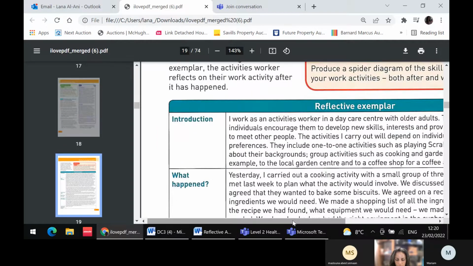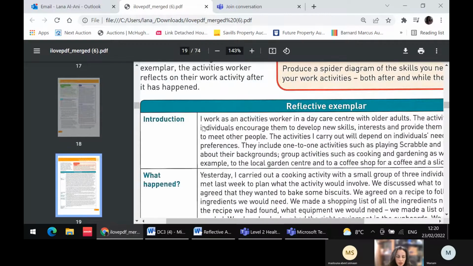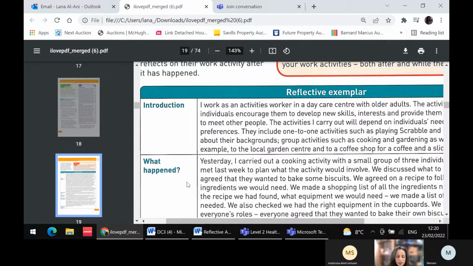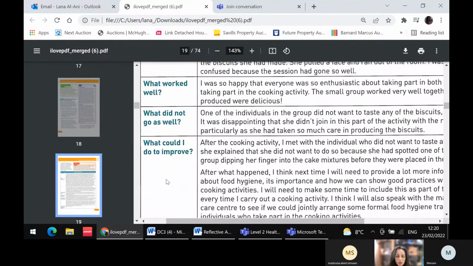So what's your ability to reflect? I can bring an example. As you can see here, the book has given you an example. It says introduction, about your reflection and what happened, what worked well, what didn't work well, and how you can improve it next time.